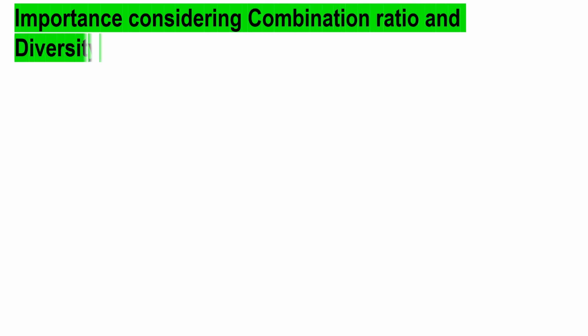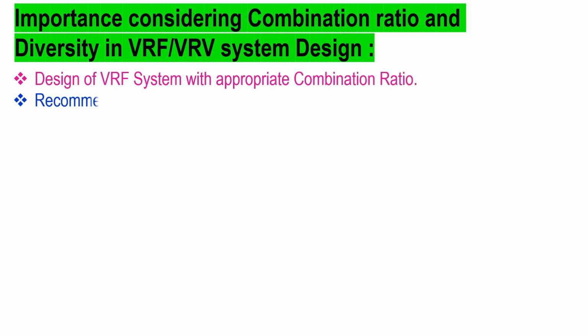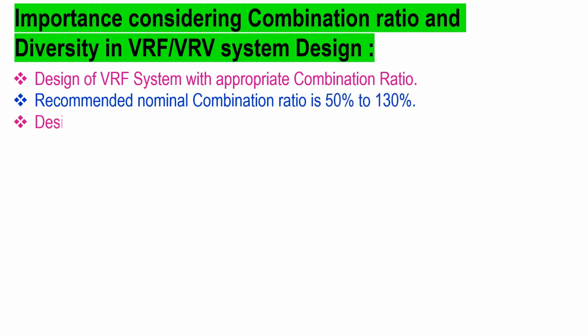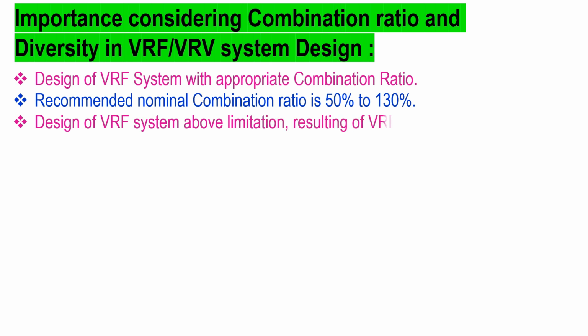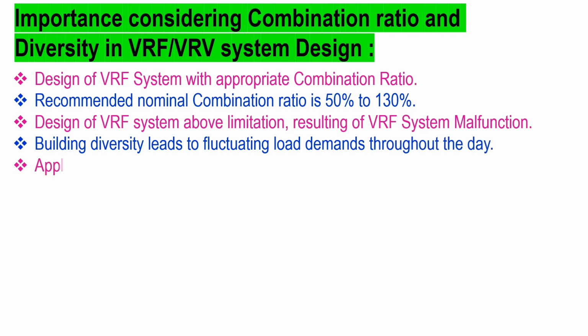Importance of considering combination ratio and diversity in VRF or VRV system design. Design a VRF system with appropriate combination ratio. Recommended nominal combination ratio is 50% to 130%. Designing a VRF system above the limitation results in VRF system malfunction. Building diversity leads to fluctuating load demands throughout the day. Apply system diversity to optimize VRF system design.